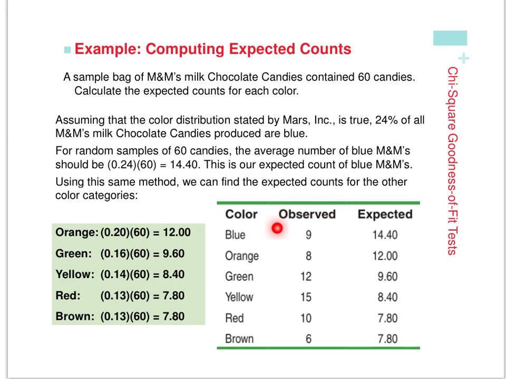So what we observed is right here. We observed 9 blue and 8 orange and so on and so forth. And then for our expected, that's here. What we do is we take 60 times the probability of each one. This is the claims that Mars made, and here's for blue. That one was already done. So these are all the expected numbers right down this row.